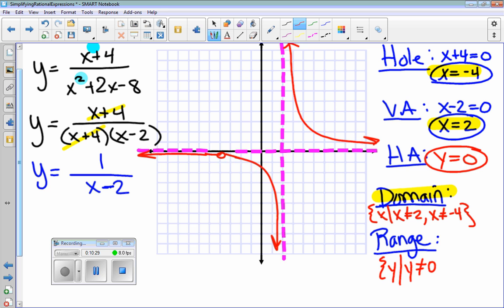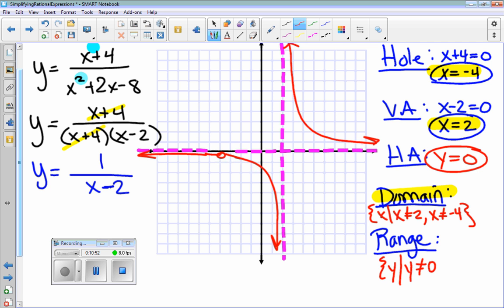Equals 0. When the degree of the numerator, you wrote it down in your notes, when the top is greater than the bottom, there's no horizontal asymptote. Which is not going to happen, because I'm going to give you one with the horizontal asymptote. When the bottom is bigger, y equals 0.